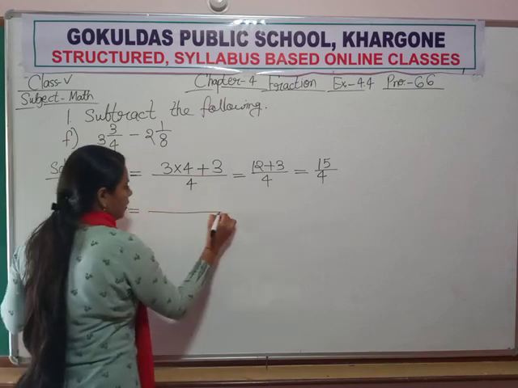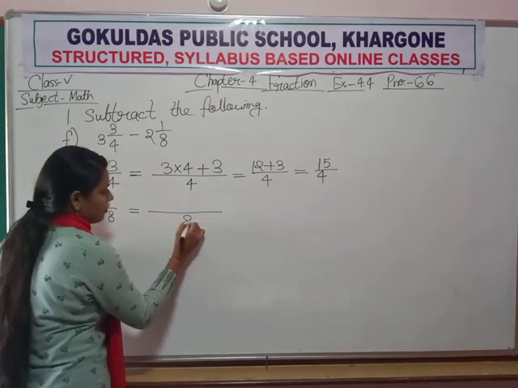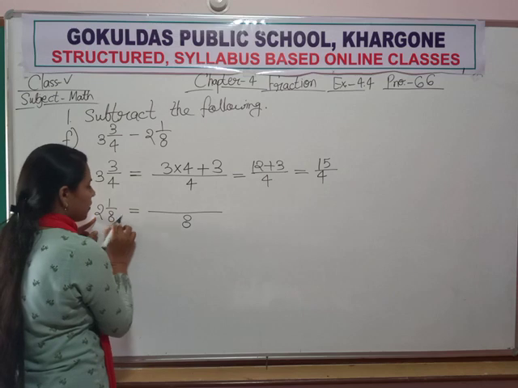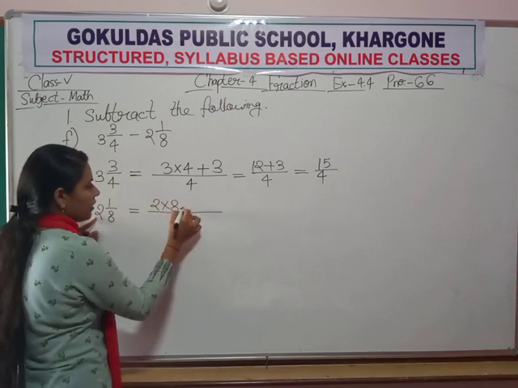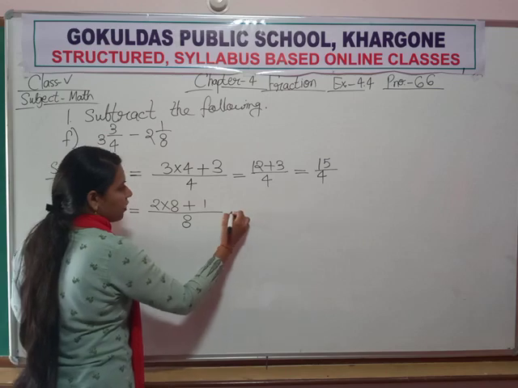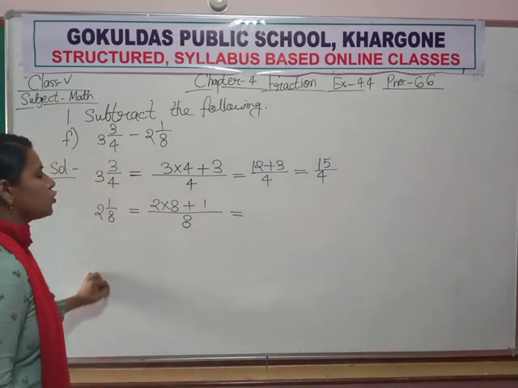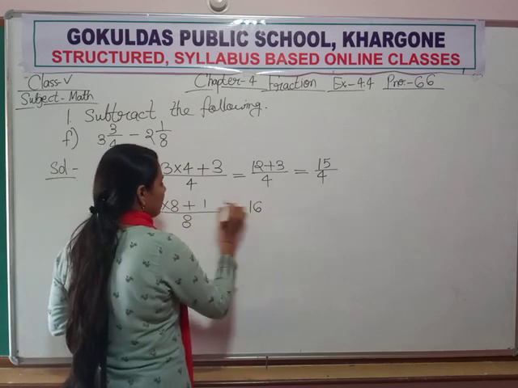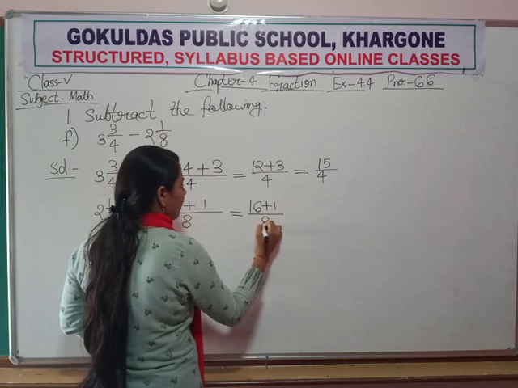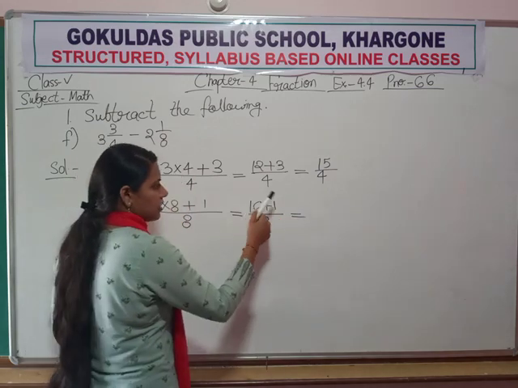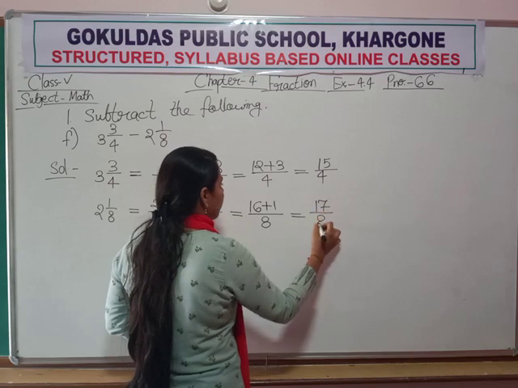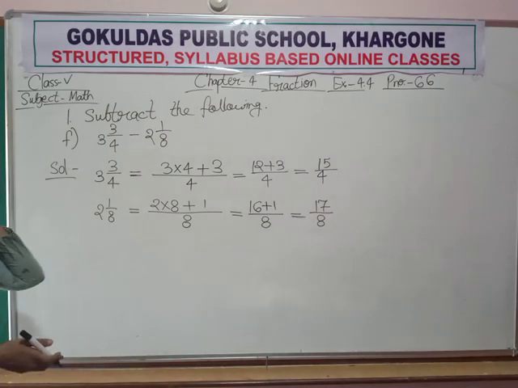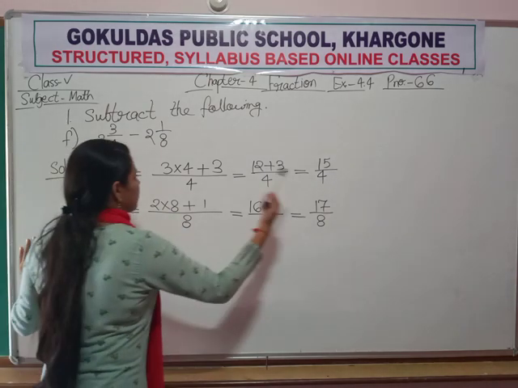Solve it. What will we do? We will write the denominator as it is, and in the numerator part we will multiply the whole number with the denominator, plus the numerator. The numerator is 1, write 1. Now solve the numerator part. 2 into 8 is 16, plus 1 upon 8, equals 16 plus 1 is 17 upon 8. So this is how we converted into an improper fraction. So 2 1/8 means 17 upon 8.